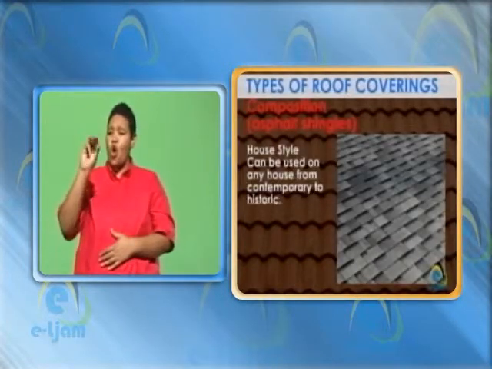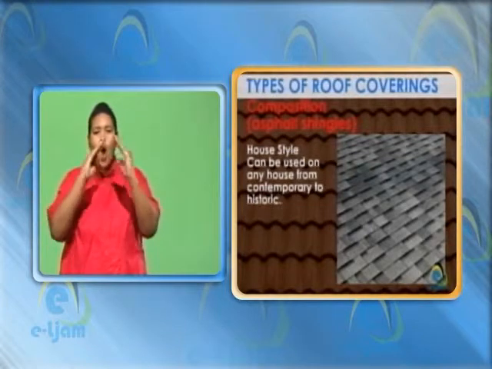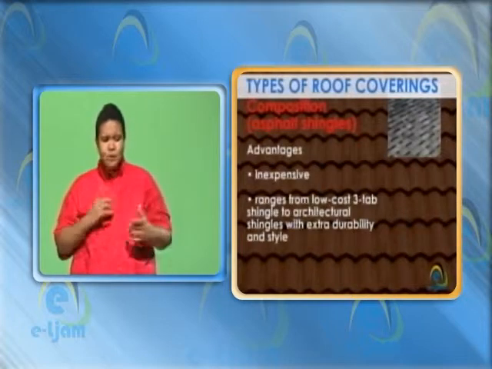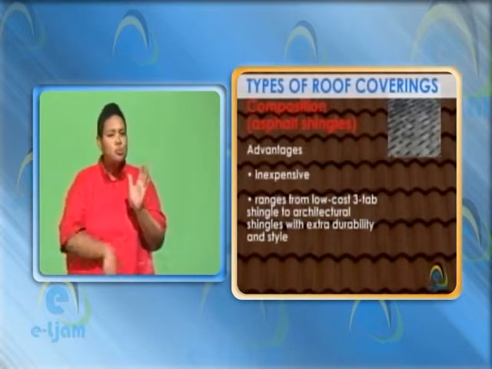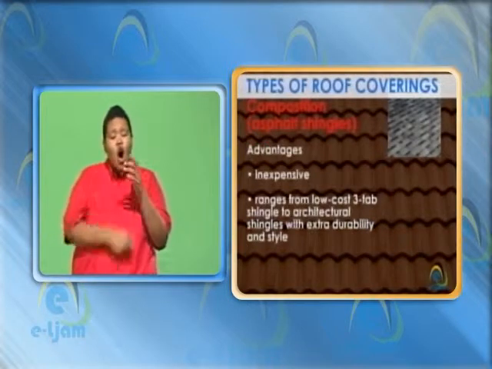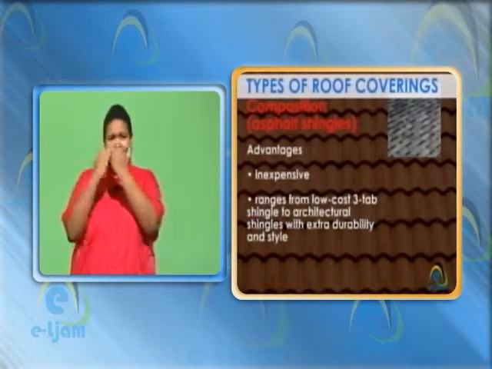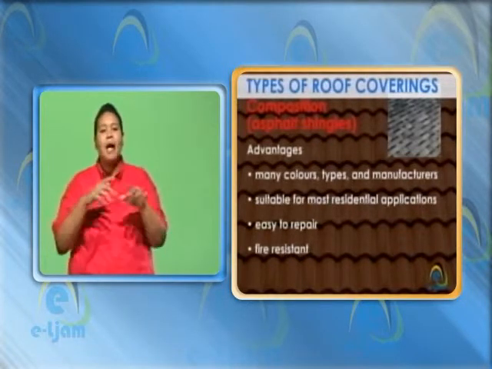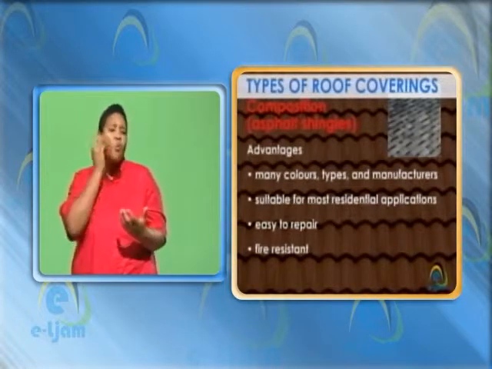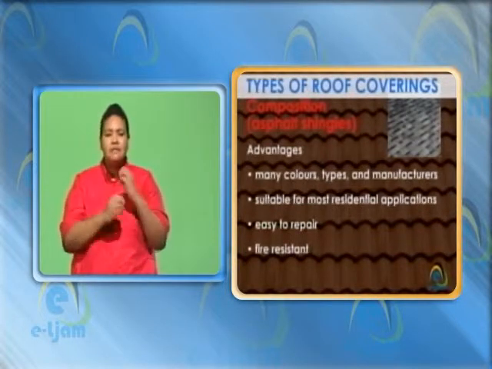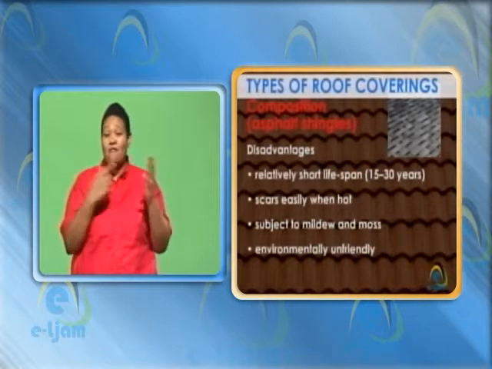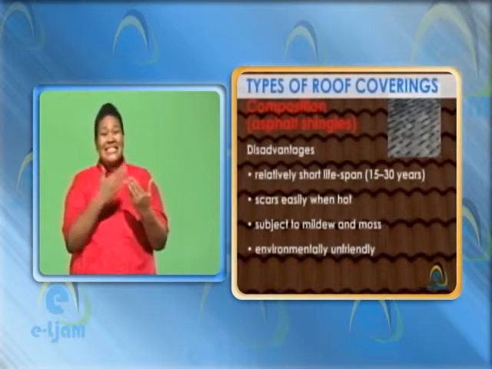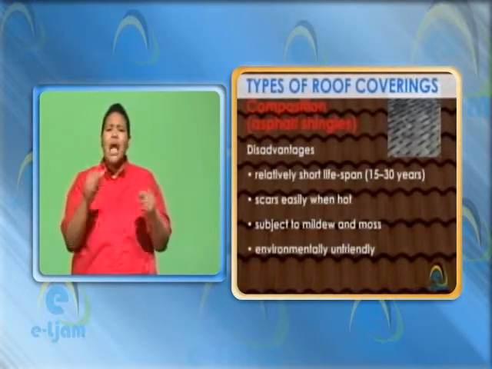Composition asphalt shingles. House style: can be used on any house from contemporary to historic. Advantages: inexpensive. Ranges from low-cost 3-tab shingle to architectural shingles with extra durability and style. Many colors, types, and manufacturers. Suitable for most residential applications. Easy to repair. Fire resistant. Disadvantages: relatively short lifespan, 15 to 30 years. Scars easily when hot. Subject to mildew and moss.